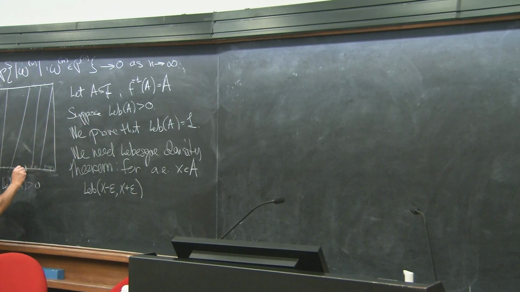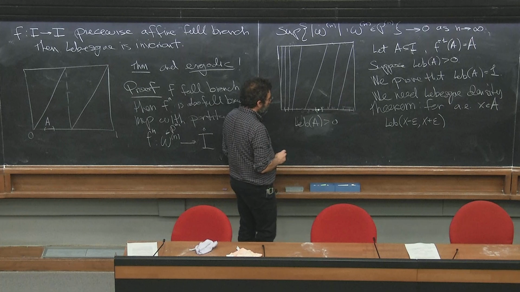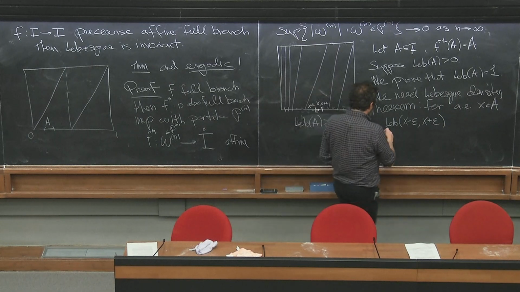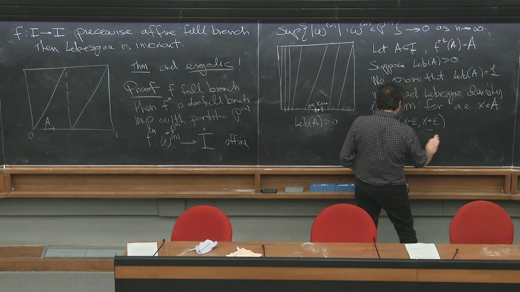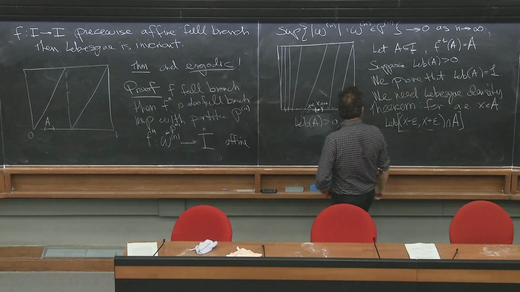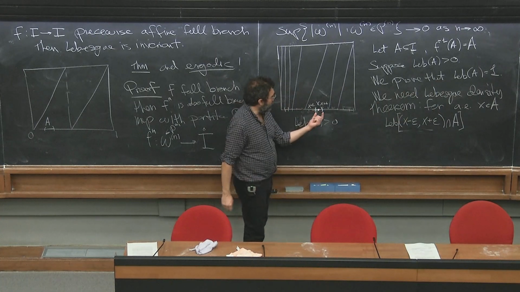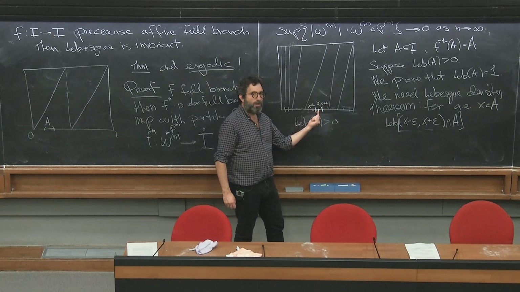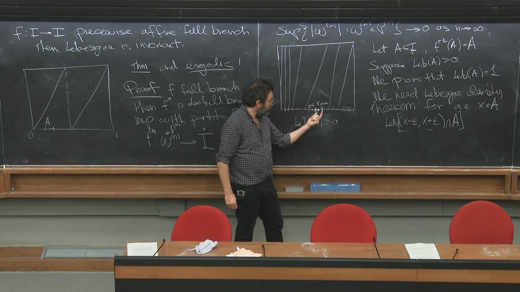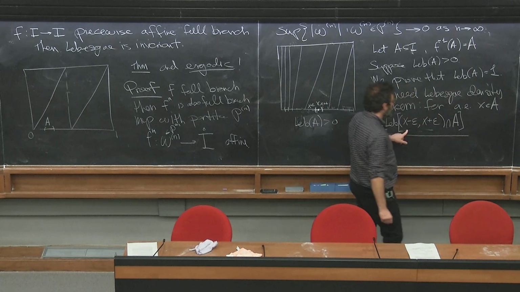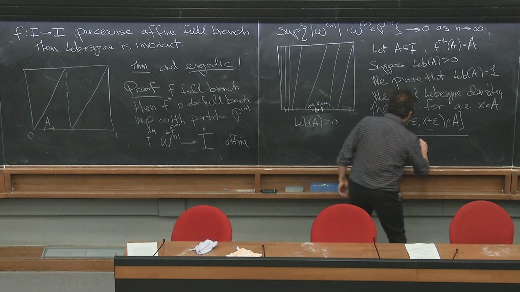So you take some point here, and suppose this point belongs to A. Then you take this little neighborhood, so this is the point x, this is x minus epsilon, x plus epsilon. You take the measure of this intersection with A. So you look at this little interval, and you look at how much of A is in it. This point belongs to A, so there might be some measure of A inside here. Then you divide by the Lebesgue measure of this interval, which is just 2 epsilon.